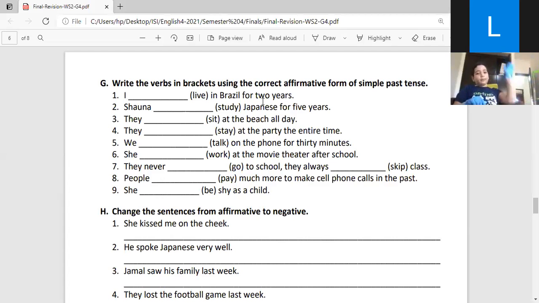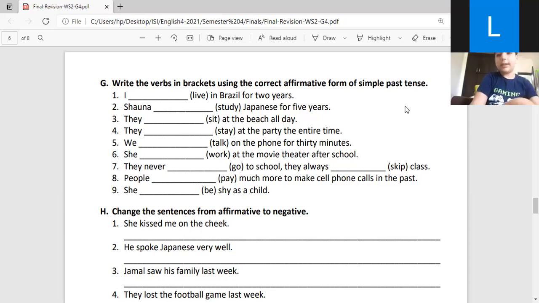Now, letter G, write the verbs in brackets using the correct affirmative form of the simple past tense. Miss, affirmative means correct? Not correct. We mean positive form. We mean yes, it happened. Who wants to do number one? Yalla, let's start. Ali Hamoud, do number one.